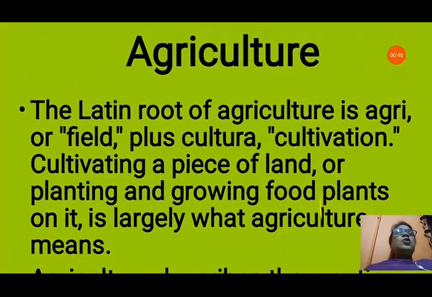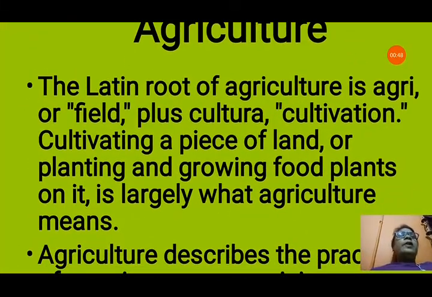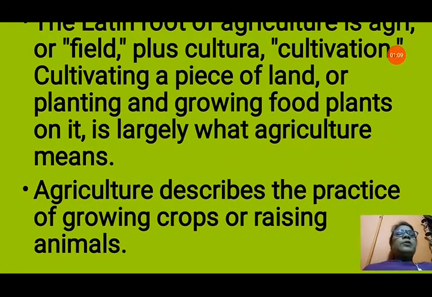The Latin root of agriculture is agri, or field. Agri means field plus cultura means cultivation. So cultivating a piece of land or planting and growing food plants on it is largely what agriculture means. Basically, agriculture means planting and growing food plants for our use. That is very important for the survival of our life. Agriculture describes the practice of growing crops or raising animals. If you are raising animals for food or any other purpose, that also comes under agriculture.